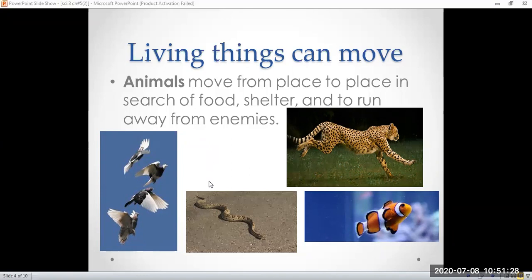So how these animals can move, we will discuss. First, there is an animal that is the cheetah. And students, you all know that the cheetah is the fastest animal in the world.